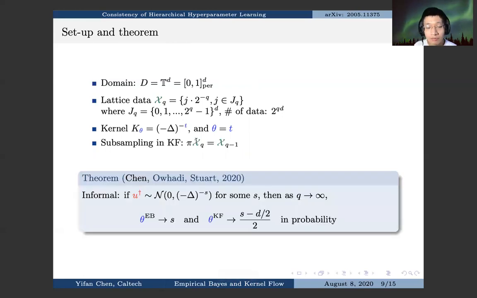Under the above context, we can have the following theorem regarding the consistency of the two estimators. It says that if u dagger is drawn from the Gaussian process with mean 0 and the covariance minus Laplace to the power of minus s for some s, then as the number of data goes to infinity, we have the EB estimator converge to s, and the KF estimator converges to an interesting limit, s minus d over 2. The convergence is in probability.